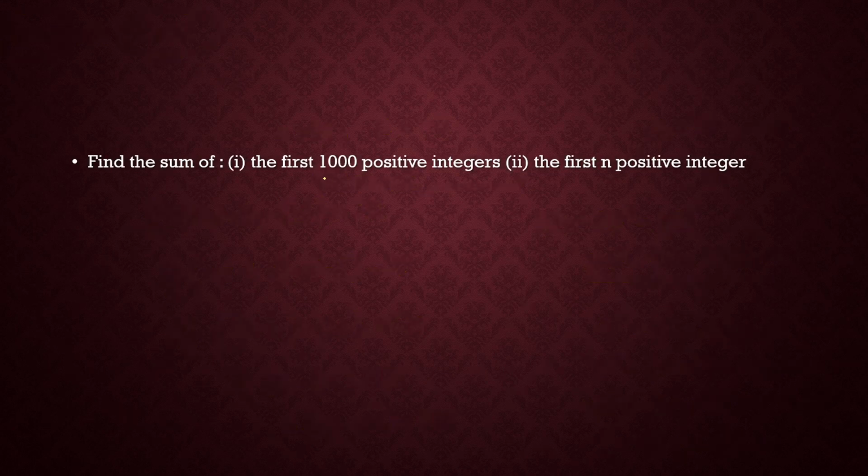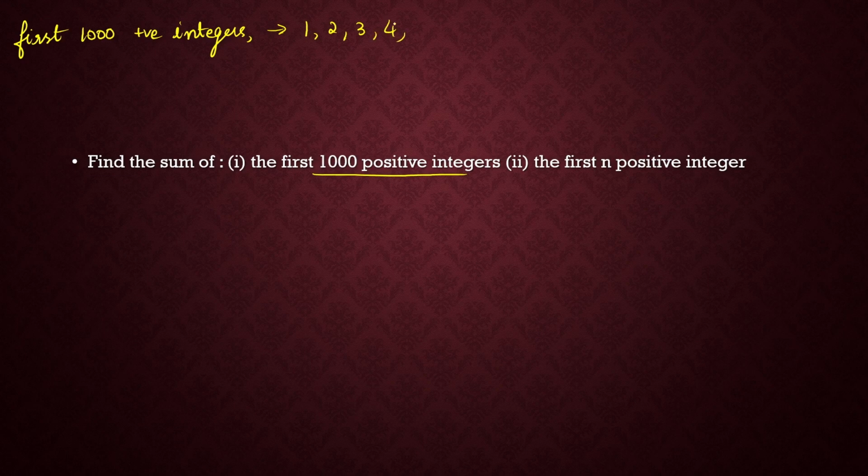Find the sum of the first 1000 positive integers. So first let's write the first 1000 positive integers: 1, 2, 3, 4, because 0 is neither a positive nor a negative integer. So you cannot consider 0 as a positive integer. 5, and it goes on up till how much? 1000. So you have to find the sum of the first 1000. So S1000 needs to be found out.